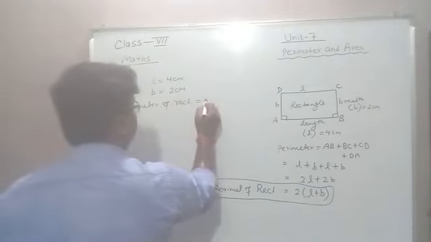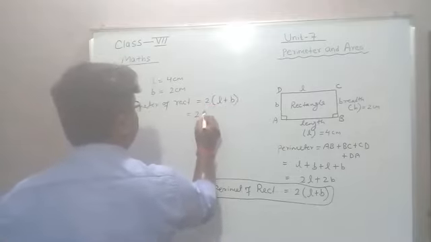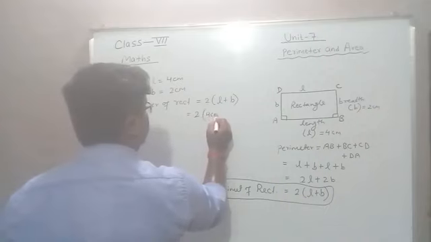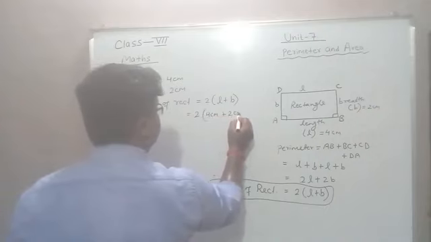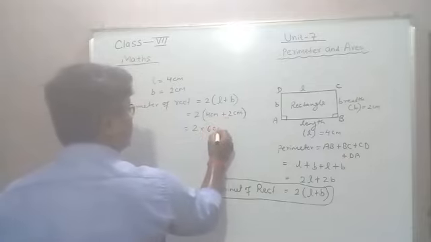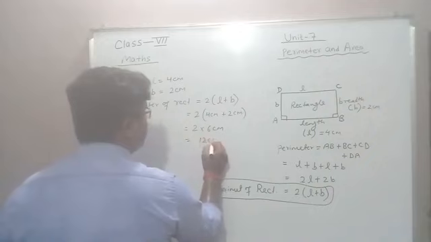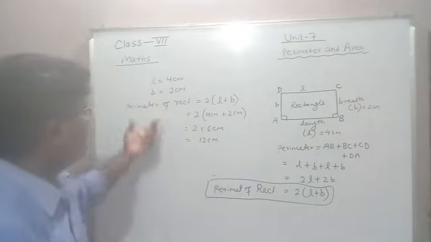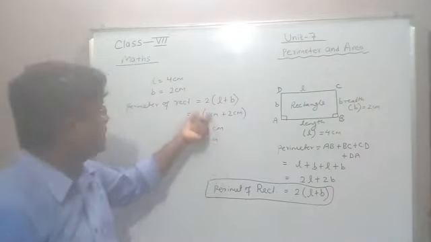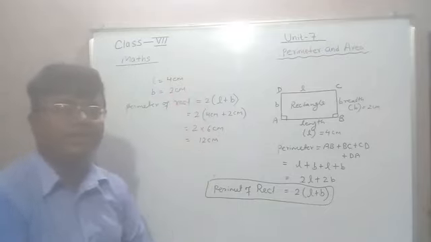Perimeter of a rectangle is equal to 2(L + B). So 2 times (4 centimeter plus breadth 2 centimeter). So you get 2 into (4 plus 2), which is 6 centimeter, multiplied by 2 gives 12 centimeter. Perimeter has the same unit as length and breadth. So this is your perimeter.